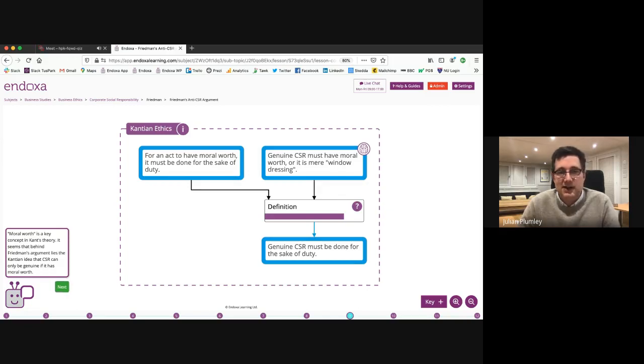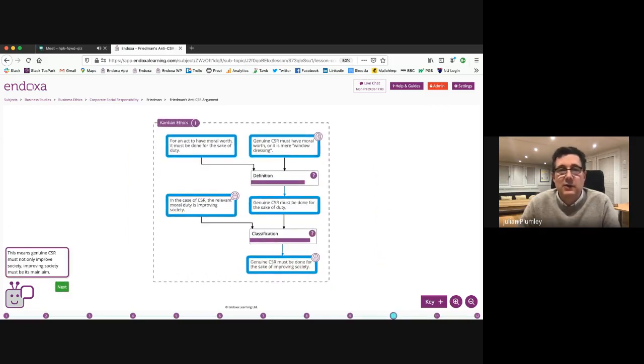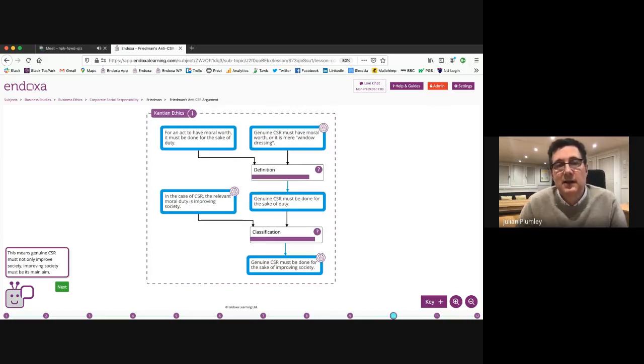And if I go to the next step, we can put a little bit more detail on that. Now, when you're talking CSR, what moral duty are you talking about? Well, you're talking about improving society in some way. So making society better. So we simply get from these two to genuine corporate social responsibility must be done for the sake of improving society.